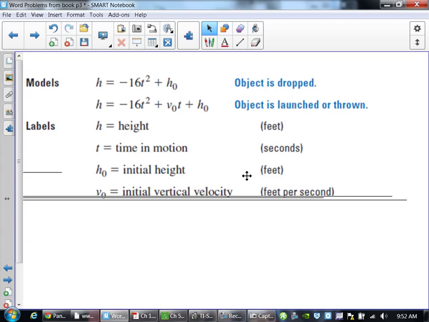Initial velocity for an object dropped is modeled by negative 16 t squared plus the height that the object was dropped at. I dropped it on your foot. So that's how you can calculate it. The other one is that you're putting something in motion with an initial horizontal velocity, so it's going up and coming down as opposed to dropping something. There's a difference.